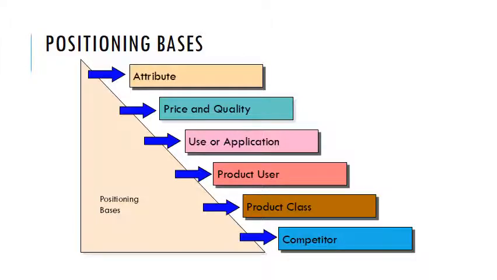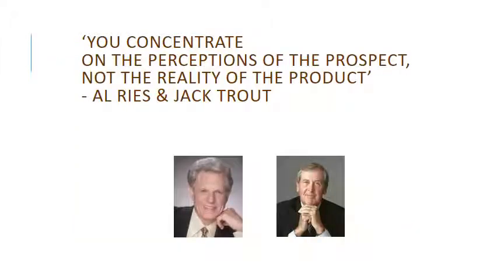These are the two people who developed the concept of product positioning or brand positioning, Al Ries and Jack Trout. They concentrate on the perception of the prospective consumers, not the reality of the product. So this is a video which I'm just going to watch.